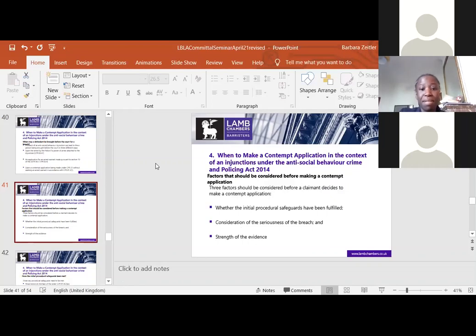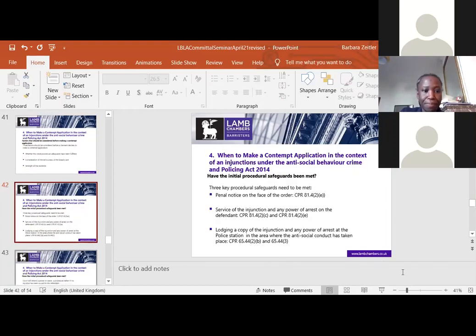First one is, has there been a fulfilment of the initial procedural safeguards? Secondly, there should be a consideration of the seriousness of the breach. And lastly, the strength of the evidence. So taking each of those in turn. It's always worth asking, have the initial procedural safeguards been met when making a contempt application on the basis of an antisocial behaviour injunction? So it's prudent to ensure that some of these key safeguards, and Barbara has already touched on some of these, have been met.